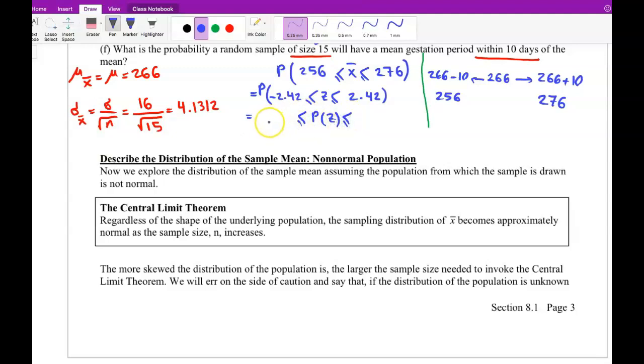So the probability is between 0.0078 and 0.9922. So finding what we have in between is 0.9922 minus 0.0078, and that is equal to 0.9844.